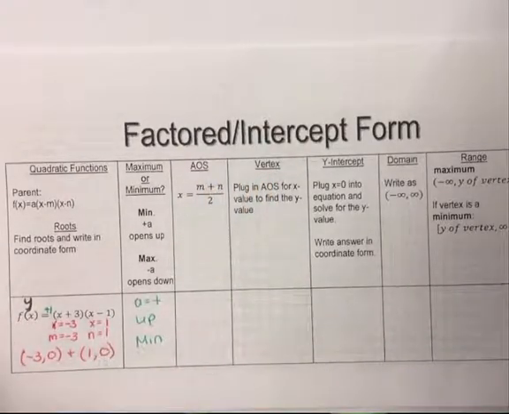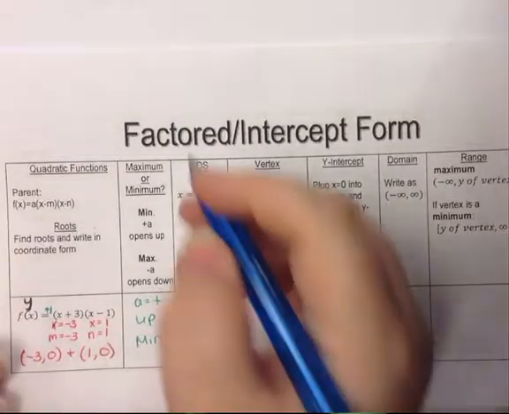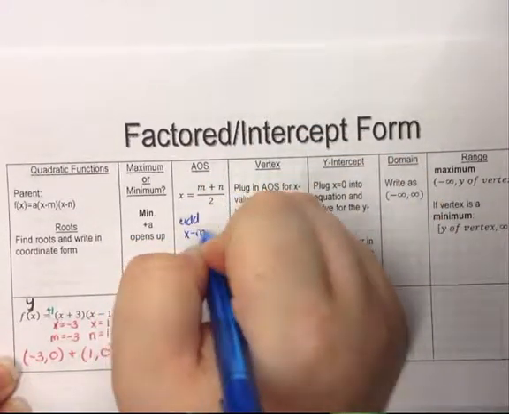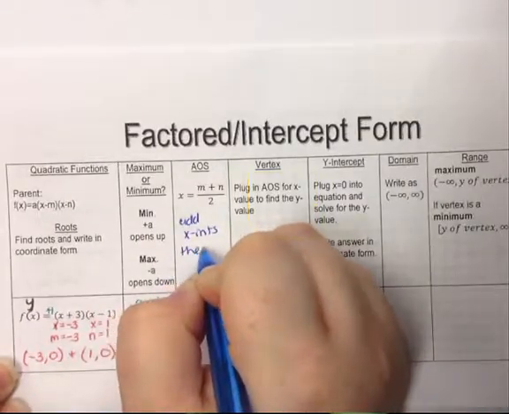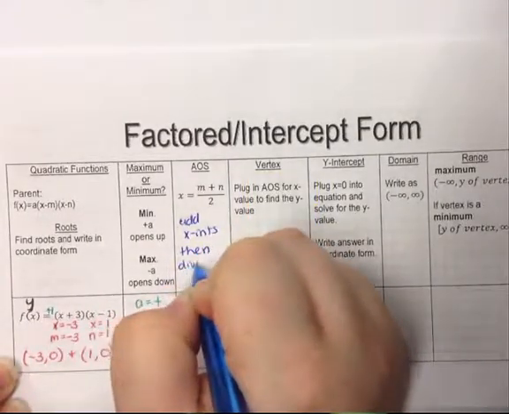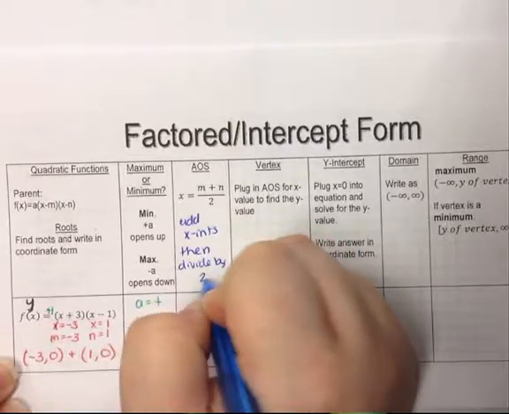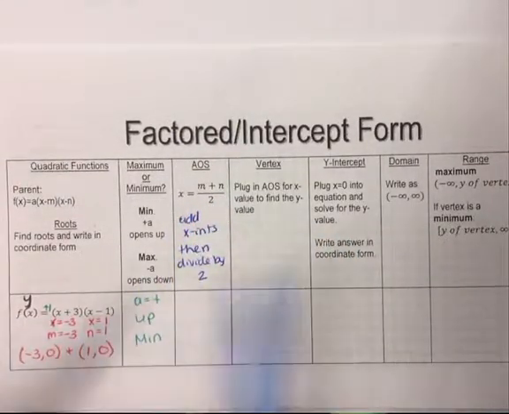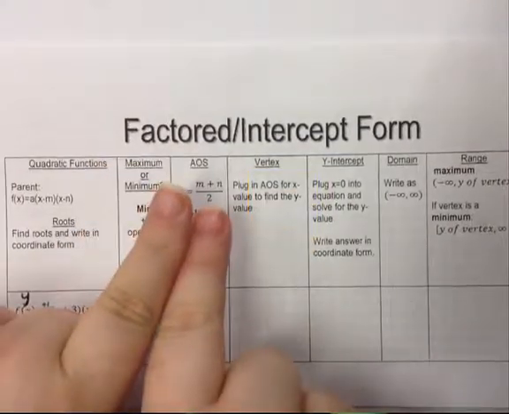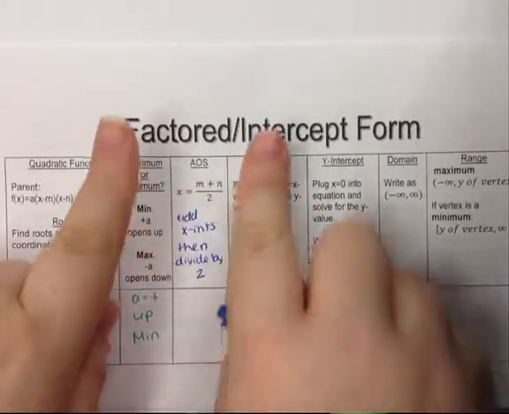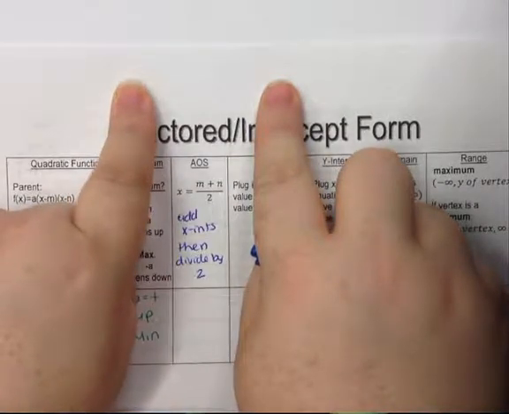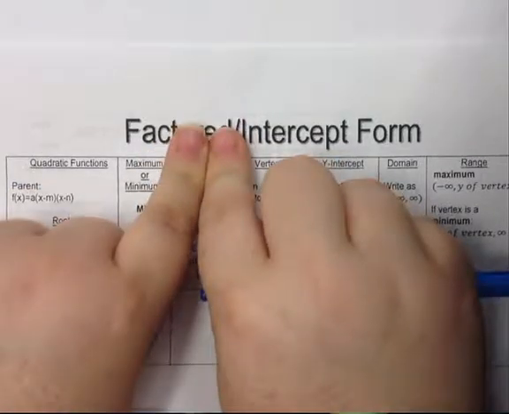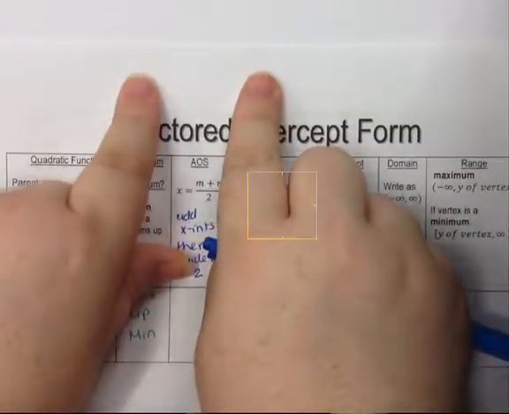So our AOS is when you actually add the x-intercepts. Then we're going to divide by 2. Now the reason we're actually doing this is because the x value of our vertex is actually directly in the middle of our two x-intercepts. So we're actually going to find the midpoint. If our two x-intercepts are here, the x value of the vertex will be right in the middle of that. Now it might be below or above, but we can at least find our x value by going to the middle of that.